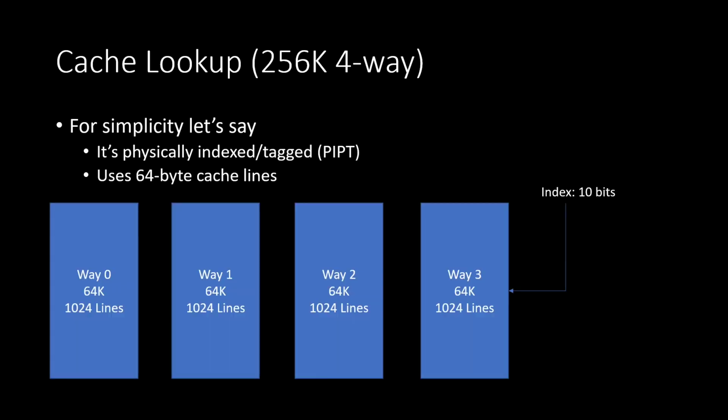So, since this is a four-way 256K cache, that means it's divided into four ways. There are four ways you can get a hit. Since each way is 64K, it has 1024 lines, you're going to need 10 bits to pick a line from any of these ways. So that's going to form the index into the cache.